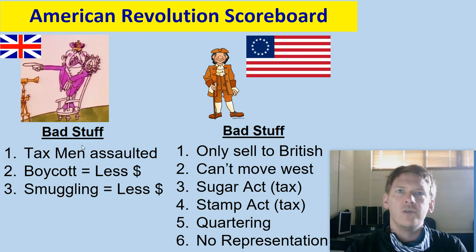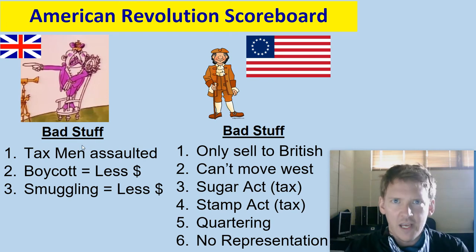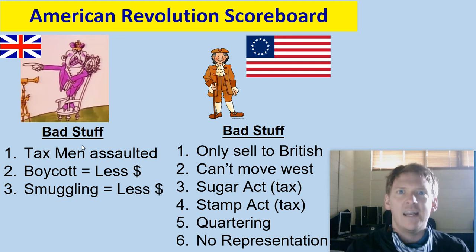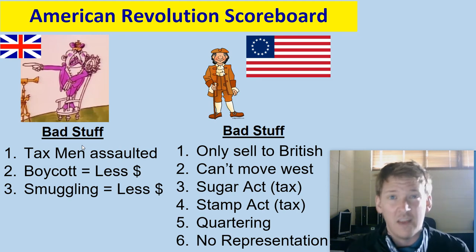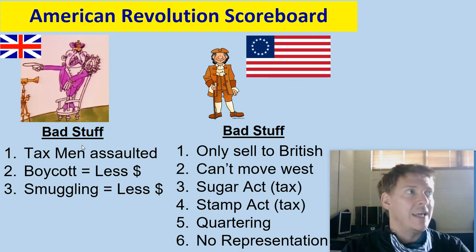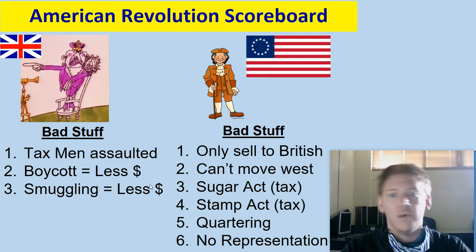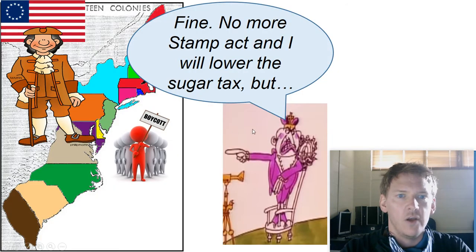And then remember, no taxation without representation. They did not have representation, meaning they didn't have representatives in the government. The colonists didn't have representatives in the government speaking for the colonists, meaning they couldn't make laws that would get rid of the taxes or allow them to move west or allow them to trade with other nations.